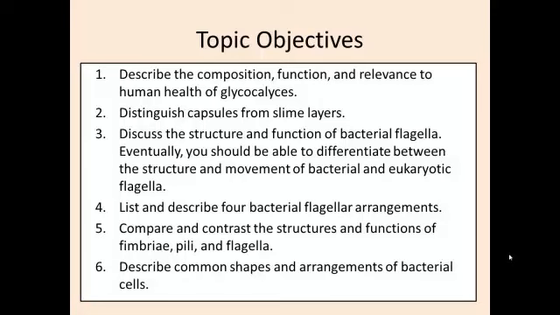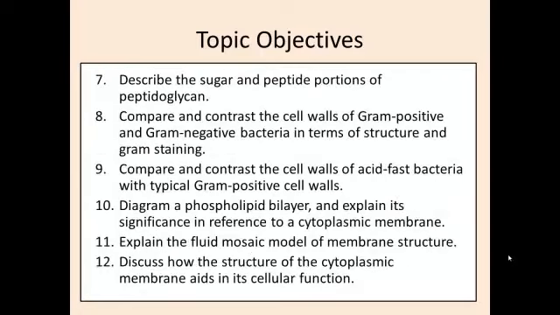Compare and contrast the structures and functions of fimbriae, pili, and flagella. Describe common shapes and arrangements of bacterial cells. Describe the sugar and peptide portions of peptidoglycan. Compare and contrast the cell walls of gram-positive and gram-negative bacteria in terms of structure and gram staining. Compare and contrast the cell walls of acid-fast bacteria with typical gram-positive cell walls.